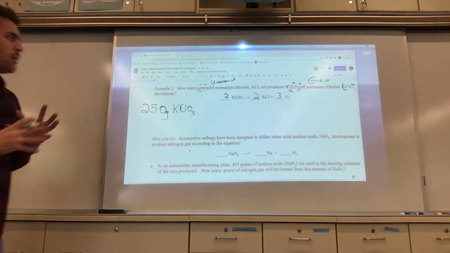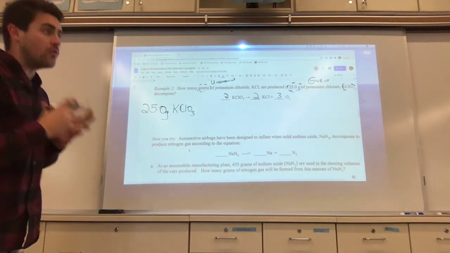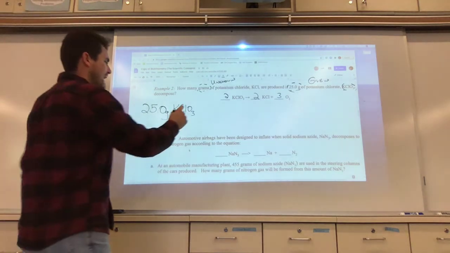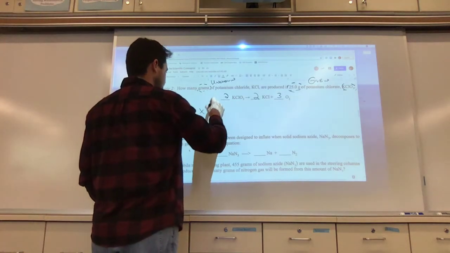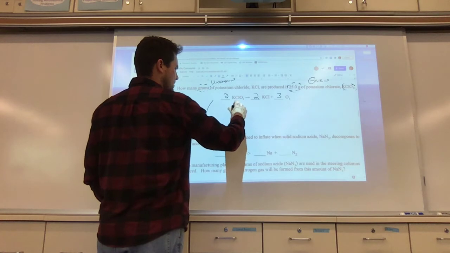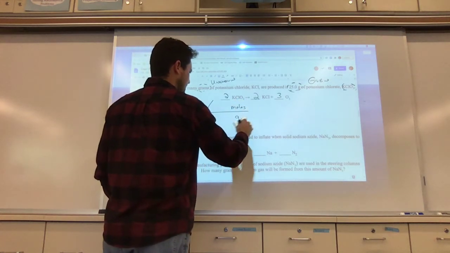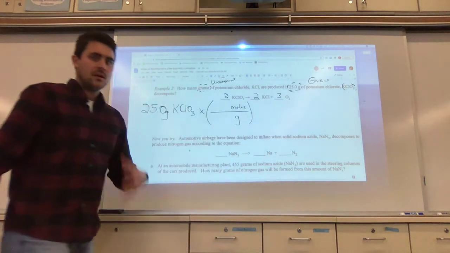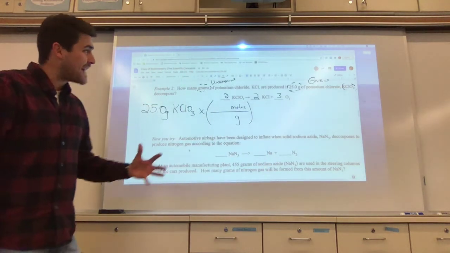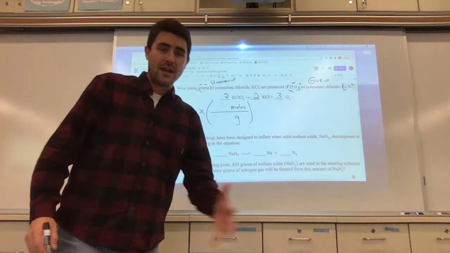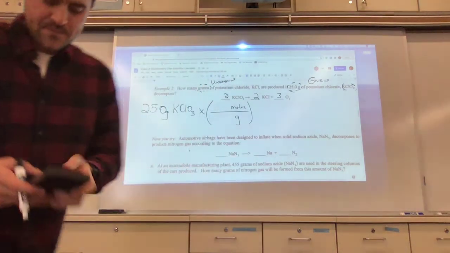Mass of given. Now, I want to convert that mass of given over into moles. So to do that, I'm going to need the molar mass. And I know I'm going to convert to moles, so I want moles on top, and I want grams on bottom of that conversion factor. Go figure out what the mass of potassium chlorate is. I'm going to do it right here.